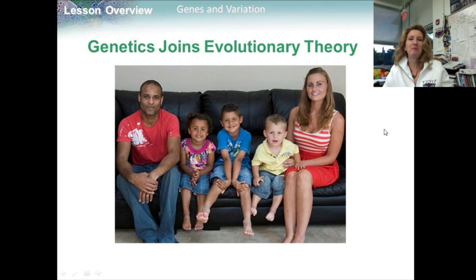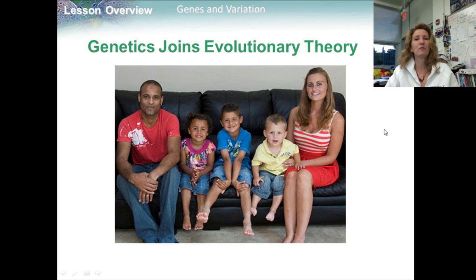Researchers discovered that heritable traits are controlled by genes. Changes in genes and chromosomes generate variation. For example, all these children receive their genes from the same parents, but they all look different. An organism's genotype is the particular combination of alleles it carries. An individual's genotype, together with environmental conditions, produces the phenotype. We learned about that before. Phenotype includes all physical, physiological, and behavioral characteristics of an organism.